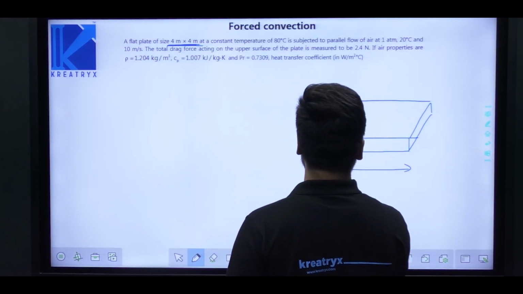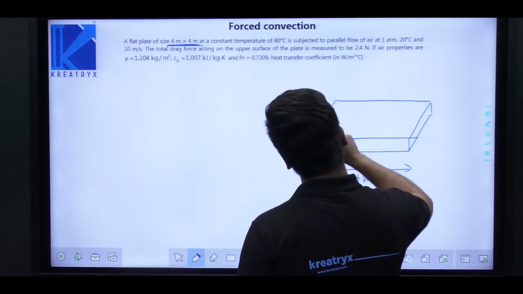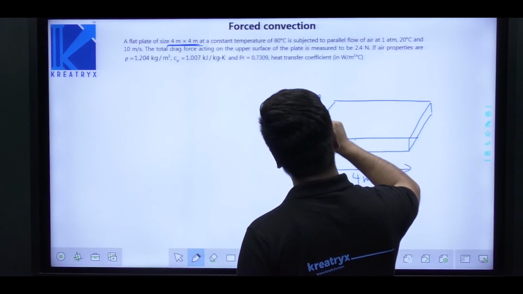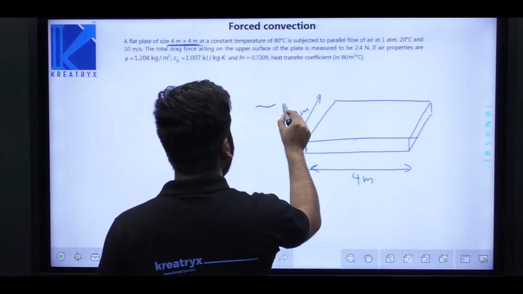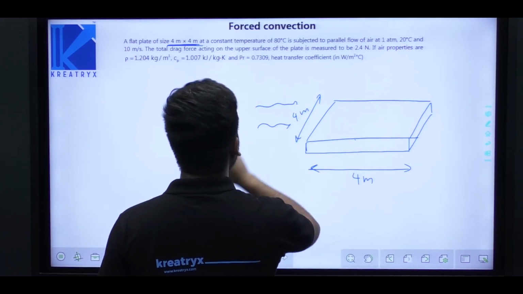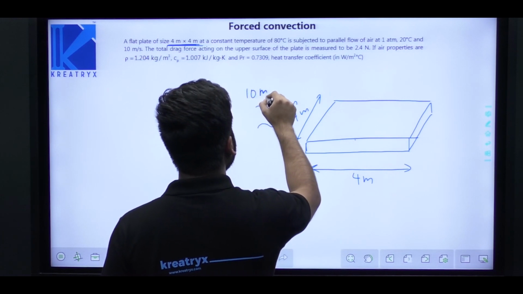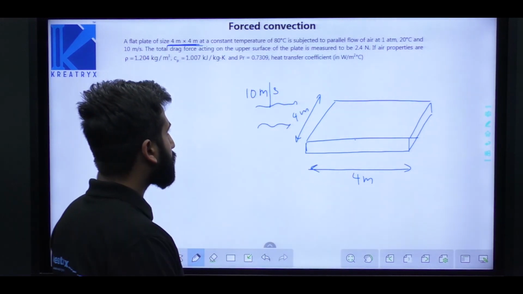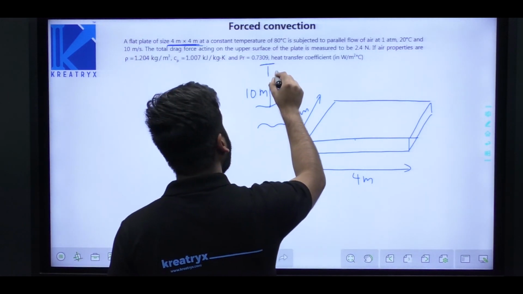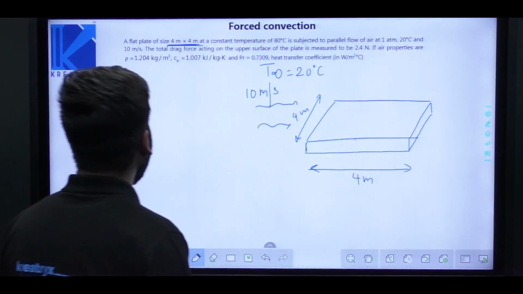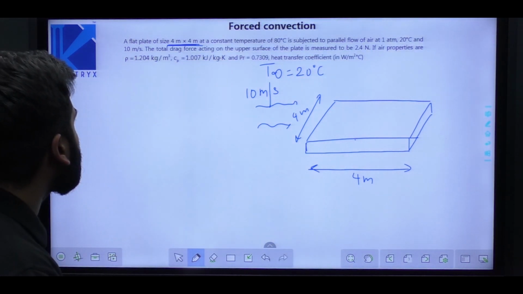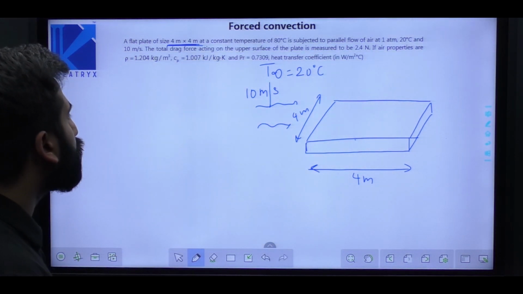The plate is 4 by 4 meters, and the air is flowing over it at a velocity of 10 meters per second. Its temperature is given as T infinity equal to 20 degrees Celsius. The total drag force acting on the upper surface of the plate is measured to be 2.4 Newton.